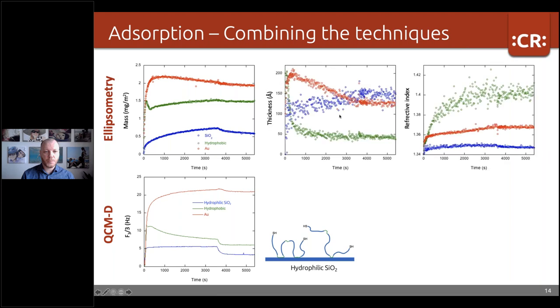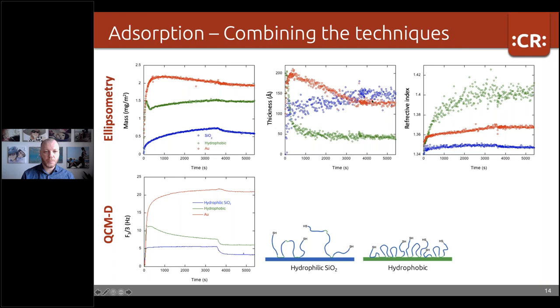And then looking also at the thickness and refractive index from ellipsometry, we can see that this hydrophobic layer gives a higher mass, but it gives a lower thickness and a higher refractive index. So that tells us that more is adsorbed, but it's also a more compact, thinner layer with higher refractive index. So that would tell us that we have a situation more like this, where the mucin layers are lying more flat on the surface, probably adsorbing with the hydrophobic patches in close proximity to the surface.